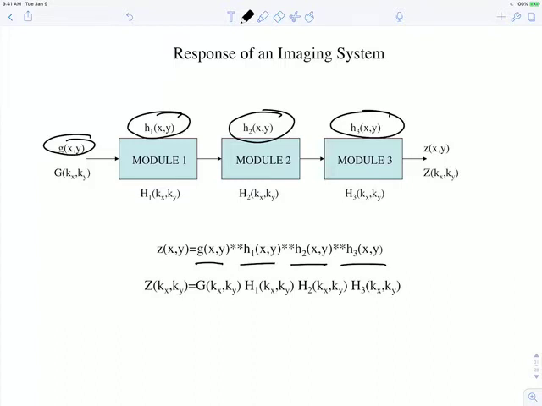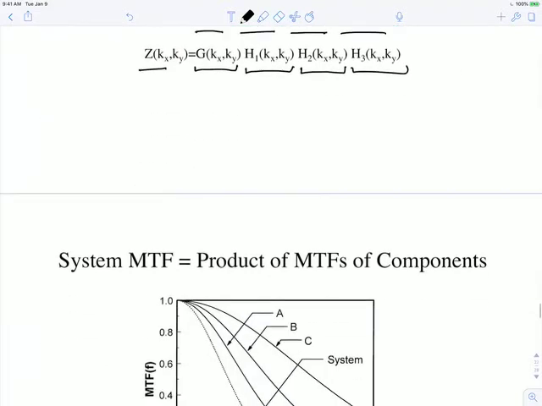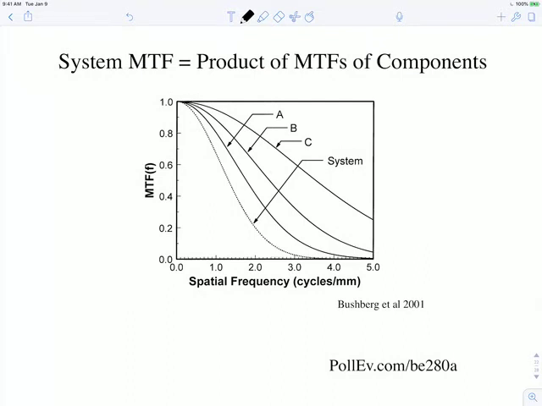And so what it's saying is in the frequency domain, it's just the frequency response of your input multiplied by the frequency response of the first one times the second one times the third one. So that's what you have. Now let's look at this example. Here I've got three different systems, A, B, and C, each with their own frequency response, and they each cost $1,000. And when I multiply all those responses together, I get this as my system response.